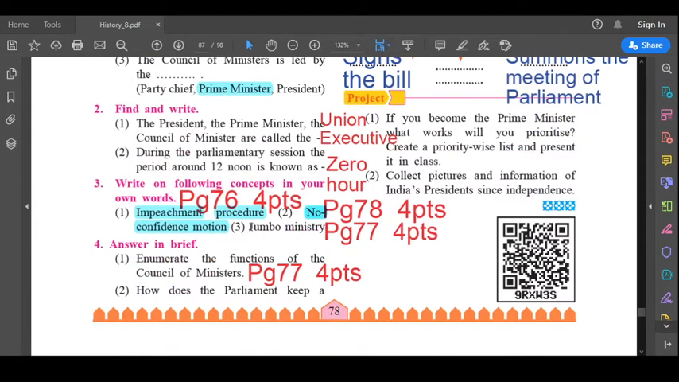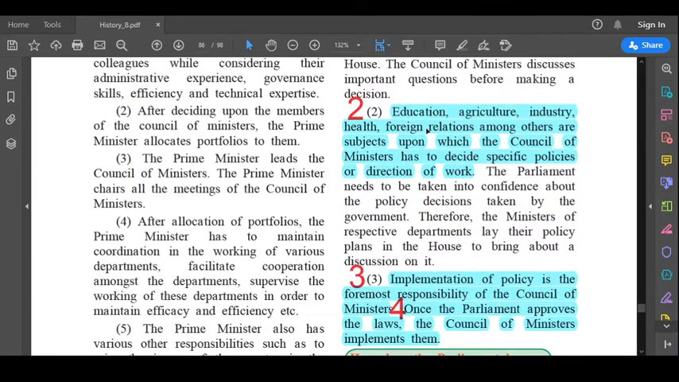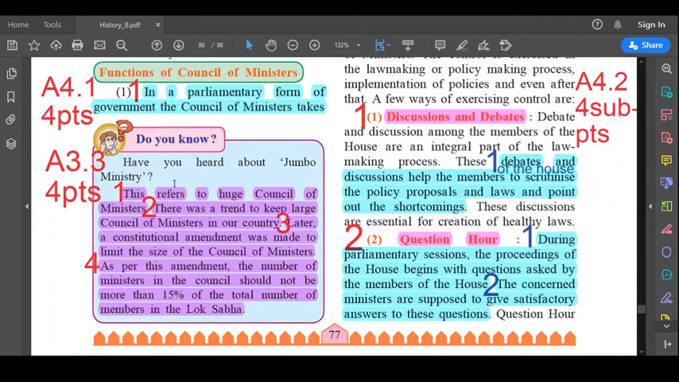Now we'll go to the next question, 3.3. Jumbo Ministry. The answer to this question is on page number 77. So let us go to page 77. Left hand side, at the end of the page. Can you see this box? This blue box. This is your answer. The first point in the blue box, this refers to a huge council of ministers. Second, there was a trend to keep large council of ministers in our country.